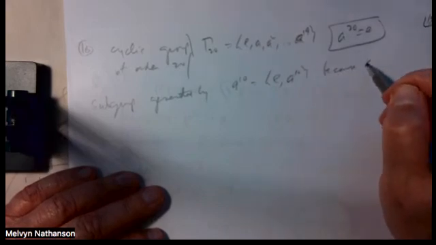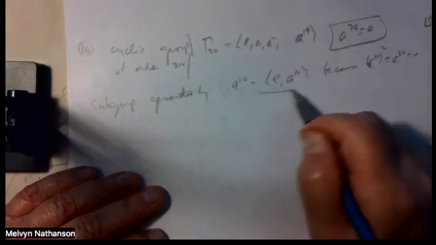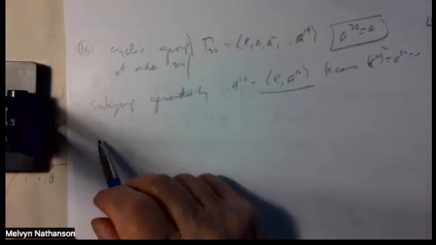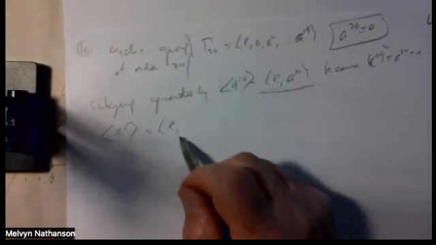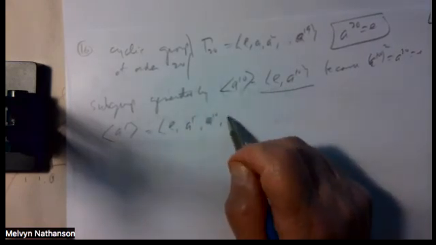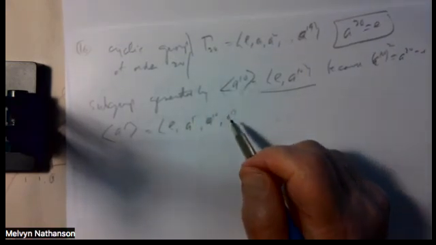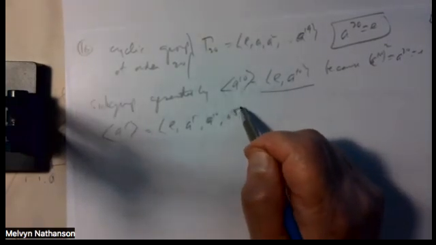Because if you were to take a to the 10th and square it, you would get a to the 20th, which is e. So this is just a 2-element subgroup. For the subgroup generated by a to the 5th, you have a to the 5th, square it, you get a to the 10th, cube it, you get a to the 15th, fourth power, you get a to the 20th.